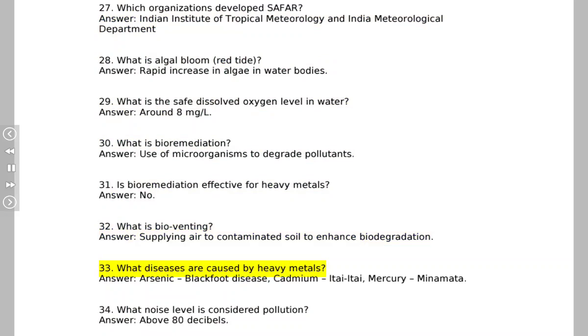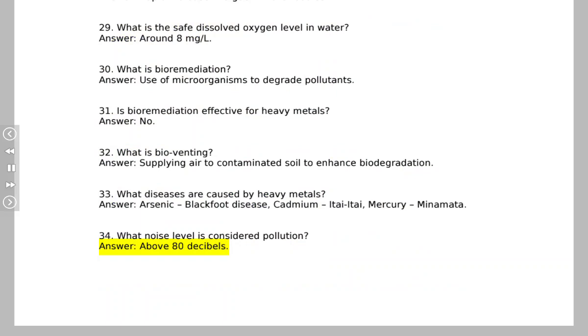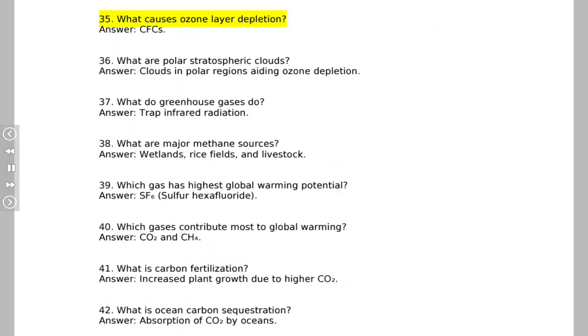33. What diseases are caused by heavy metals? Answer. Arsenic, Blackfoot disease; cadmium, Itai-itai; mercury, Minamata. 34. What noise level is considered pollution? Answer. Above 80 decibels. 35. What causes ozone layer depletion? Answer. CFCs. 36. What are polar stratospheric clouds? Answer. Clouds in polar regions aiding ozone depletion.